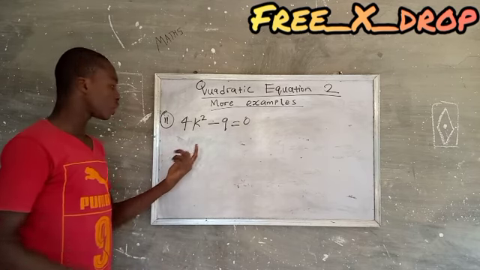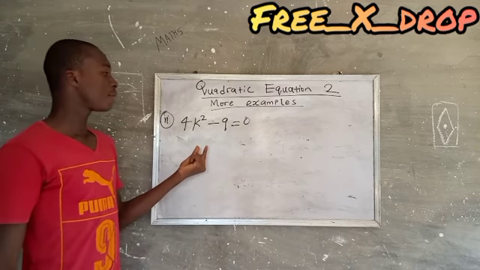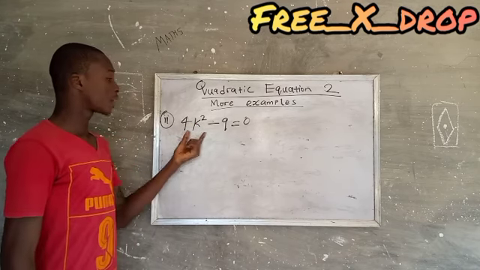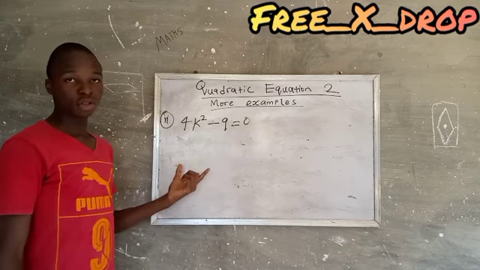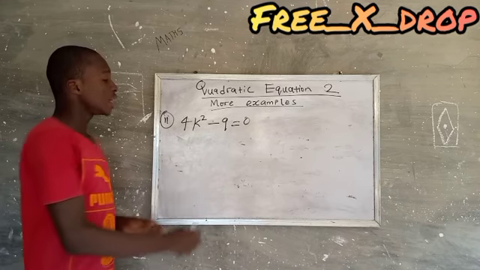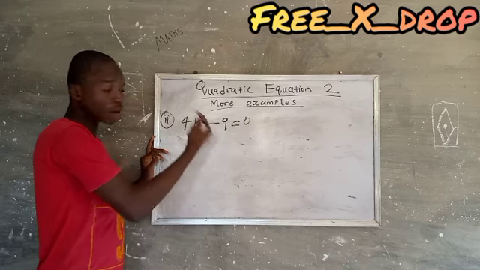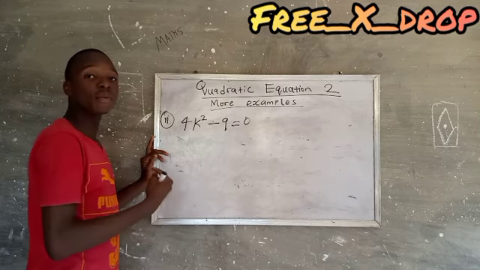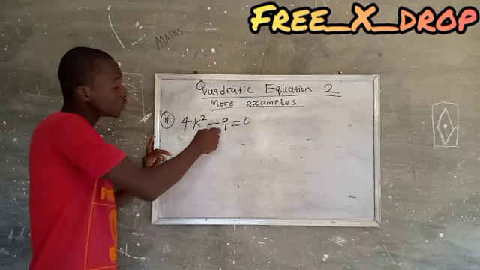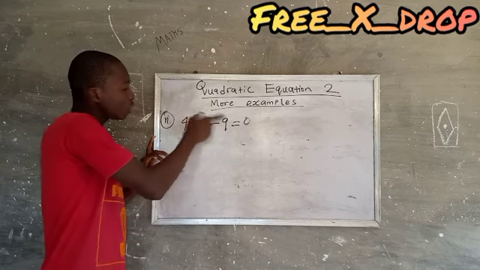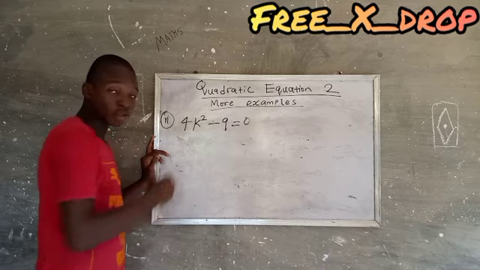Now, for example, you have a question like this: 4k squared minus 9 equal to 0. I told you for the second case, for questions like this, in which nothing is similar, nothing you can factorize out, what do you do? You use the difference of two squares to solve questions like this, where nothing is actually similar to factorize out.